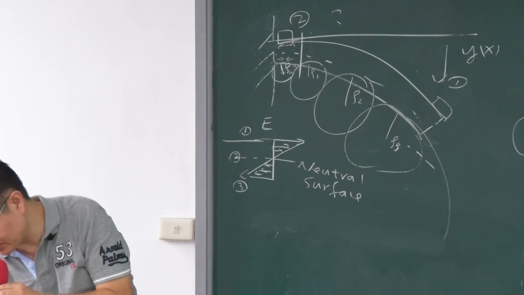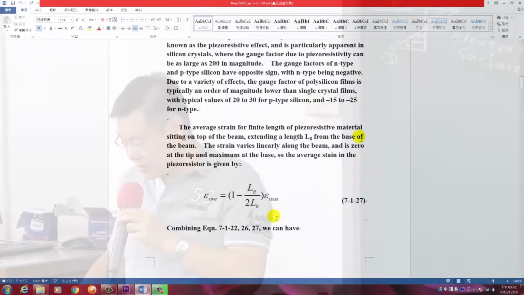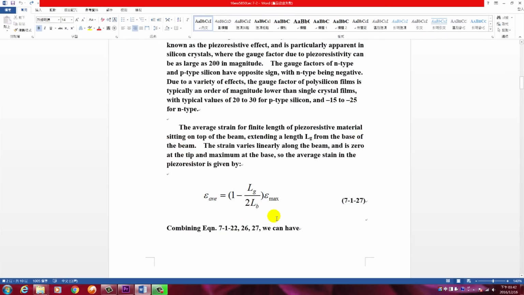You get a final equation here. So LG means the length of the sensor. LB means the length of the beam. Okay. So this is the maximum value at the base. Okay, and the average is a little bit smaller than epsilon maximum. Okay.